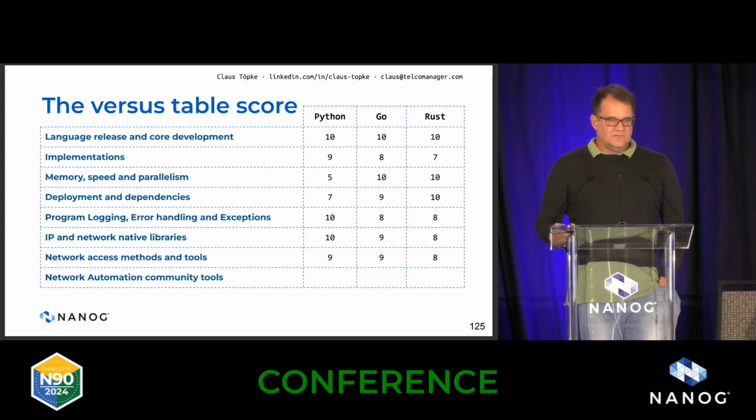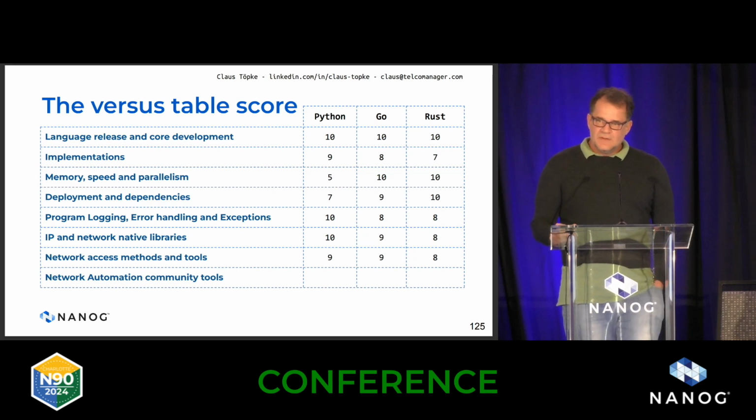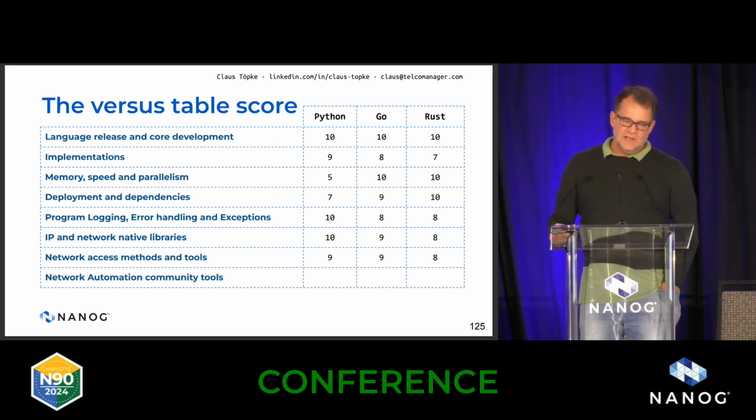So in this versus battle here, network access methods and tools, I will give 9 to Python, 9 to Go, and 8 to Rust. The reason I didn't give more to Python is because gRPC is really weak in Python, but it's stronger in other things like SSH and CLI, and Go is not as good there. So 9. And Rust gets 8 because there are not many implementations, unfortunately. But Rust is a new language, maybe in the future.